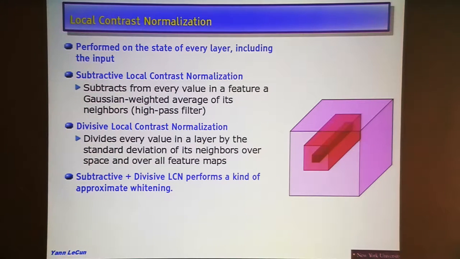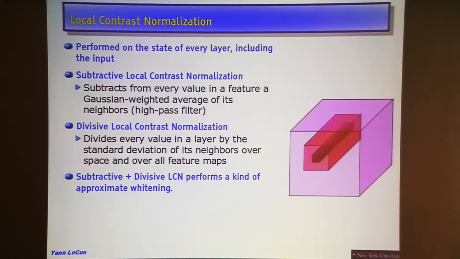So let me tell you a little bit about this contrast normalization business. Essentially, it's a poor man's whitening. Andrew was mentioning that yesterday, and I guess Jeff as well, that a lot of those unsupervised algorithms work better if the input is whitened. So whitened simply means that you remove the mean from all the variables, and then you rotate the space so that the variables are decorrelated, and then you multiply the resulting variables in such a way that their variance is all one.